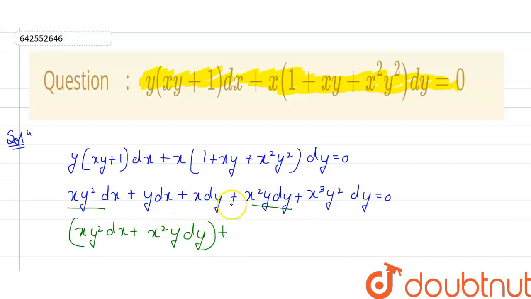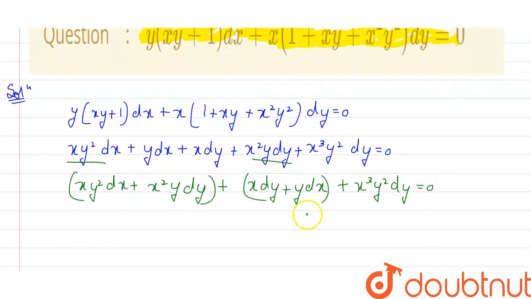Left-hand terms are x dy plus y dx, and then the last term is plus x³y² dy, equals 0.